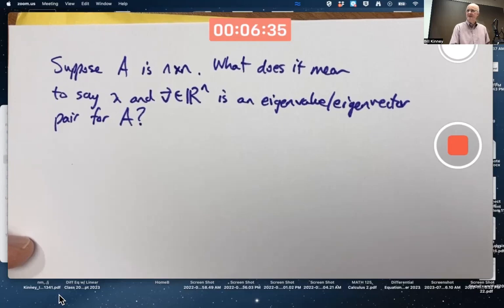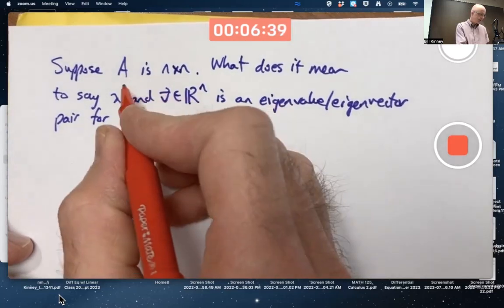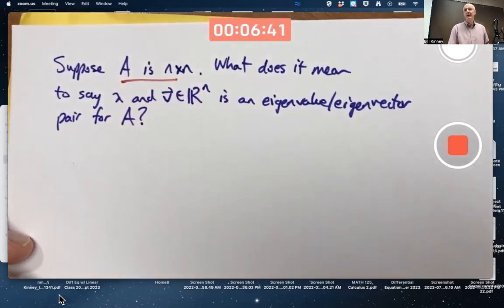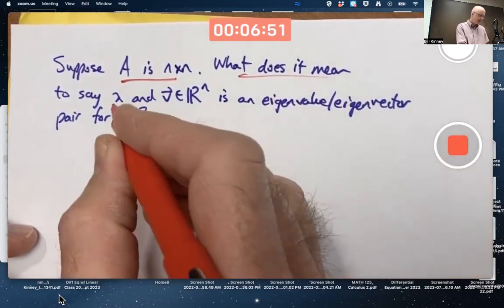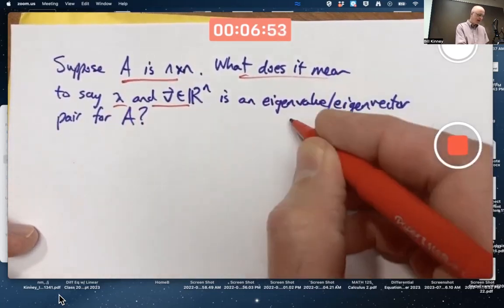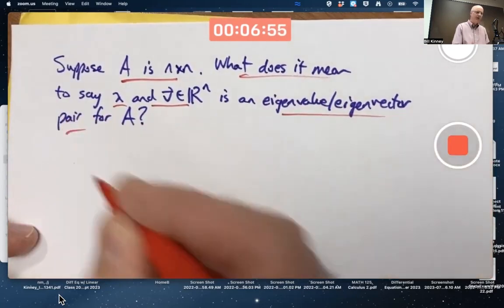We want to essentially define what an eigenvalue eigenvector pair here is. Do notice that A does need to be a square matrix. I didn't mention that on the board, but yes, we only talk about eigenvalues and eigenvectors with square matrices. What does it mean? Essentially, give a definition to say lambda and V form an eigenvalue eigenvector pair for A.